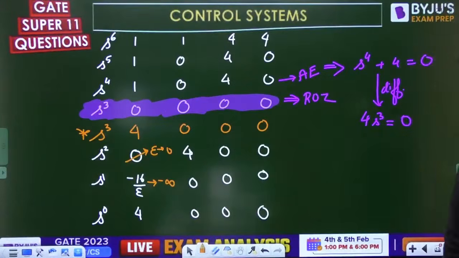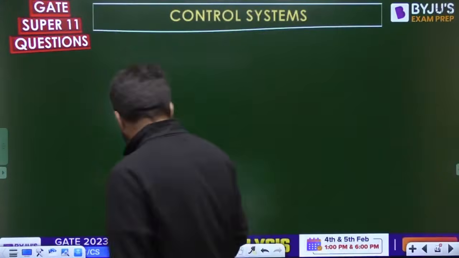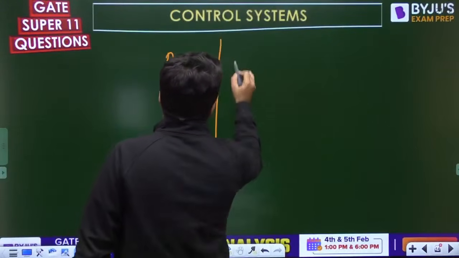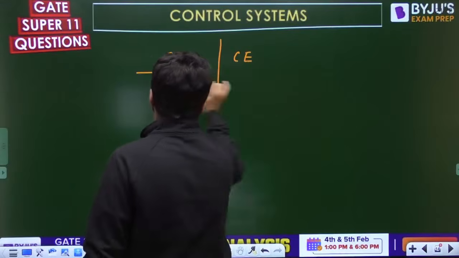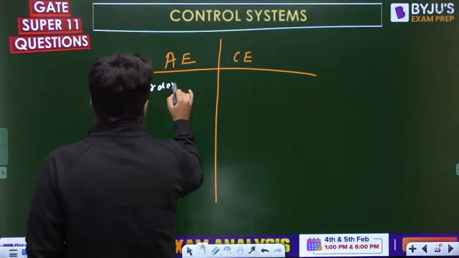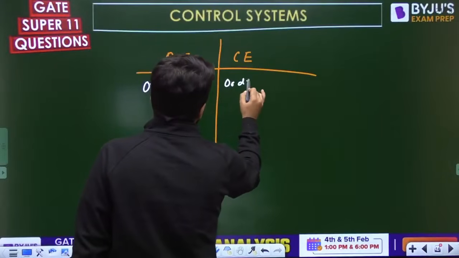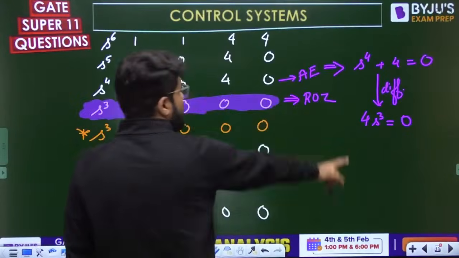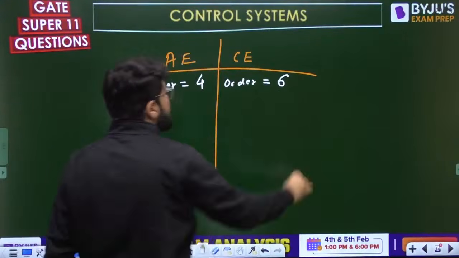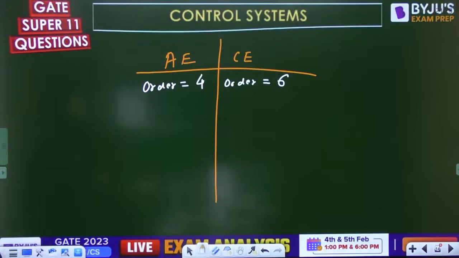Now, whenever there is the auxiliary equation case, I'll write down the answer using two columns. Number 1, what is the order of the auxiliary equation? What is the order of the characteristic equation? The auxiliary equation is S power 4, and the total characteristic equation is S power 6. That is the 6th order.